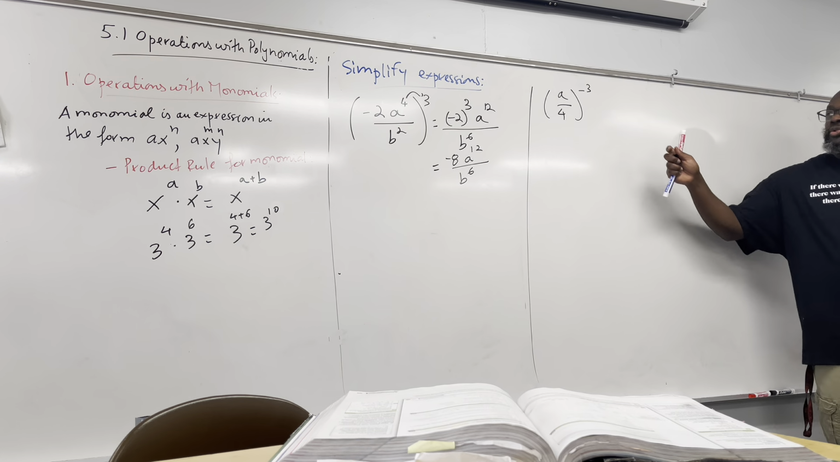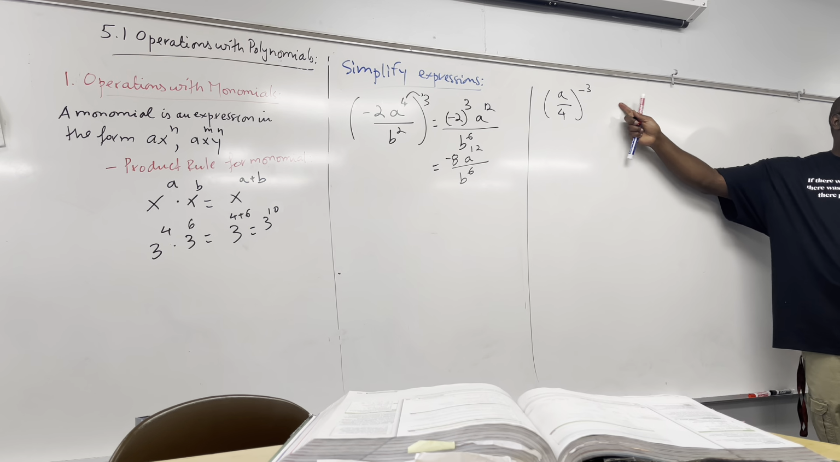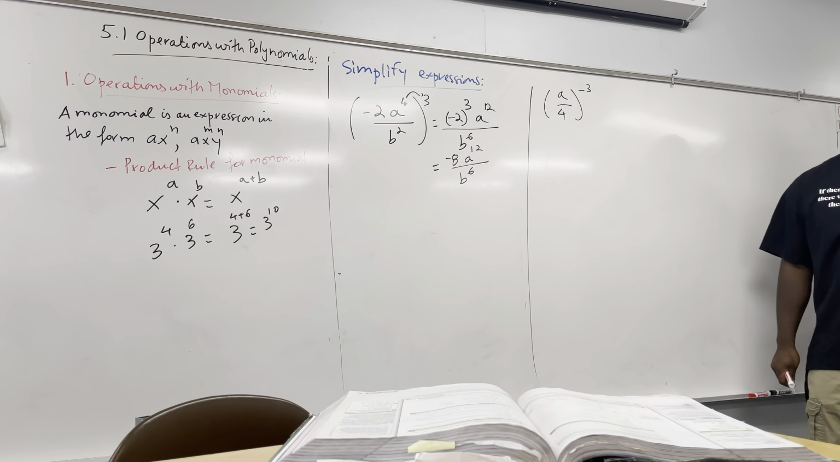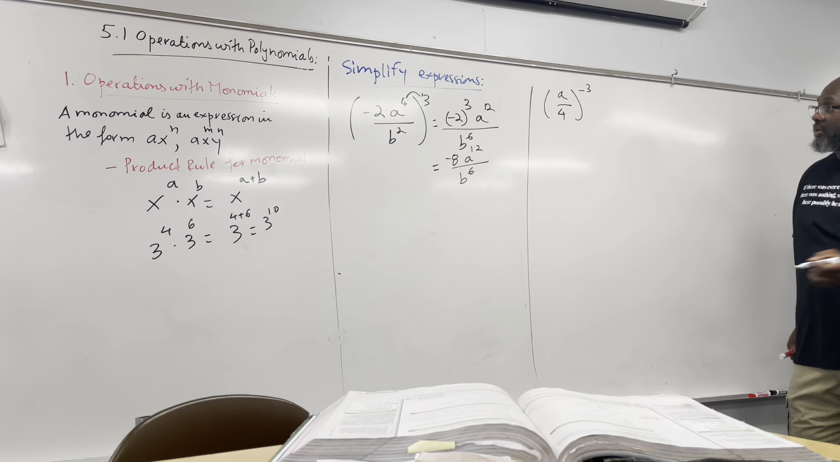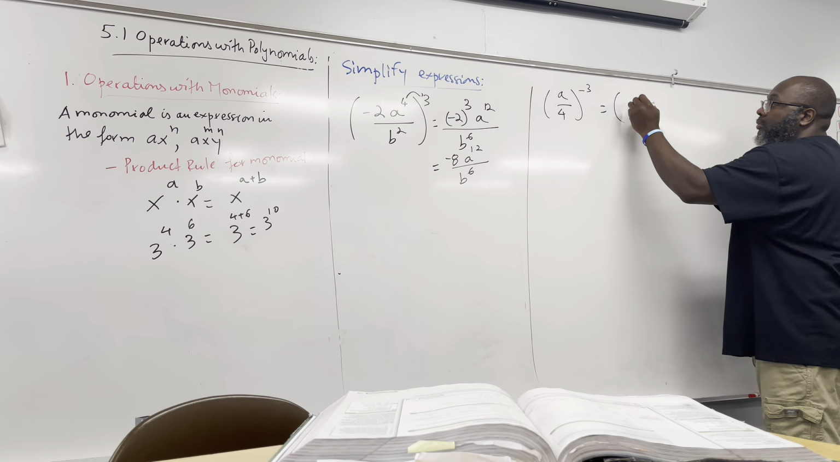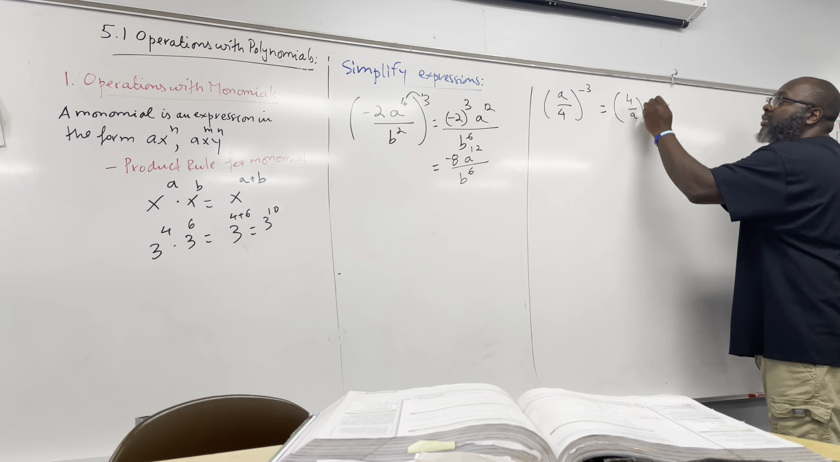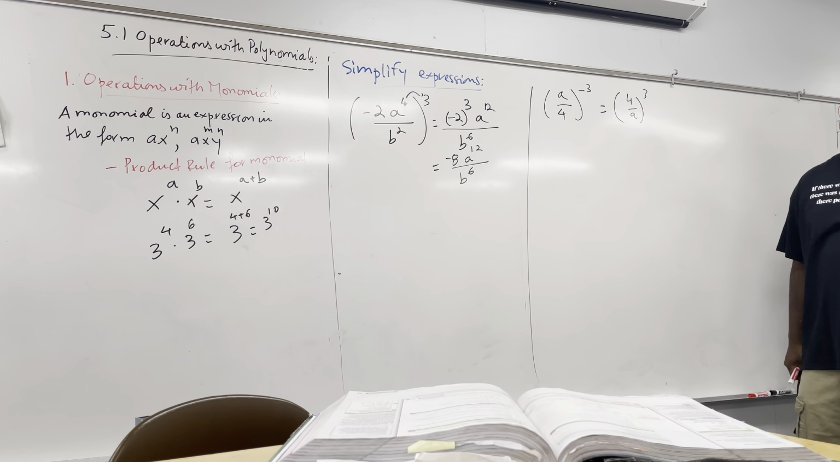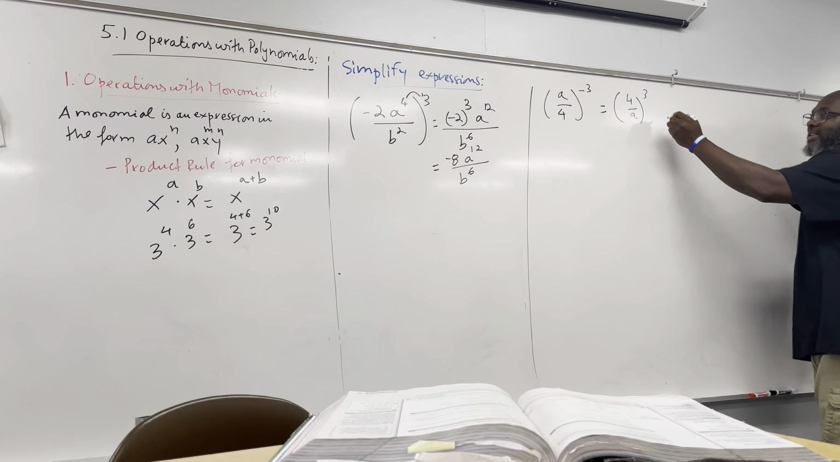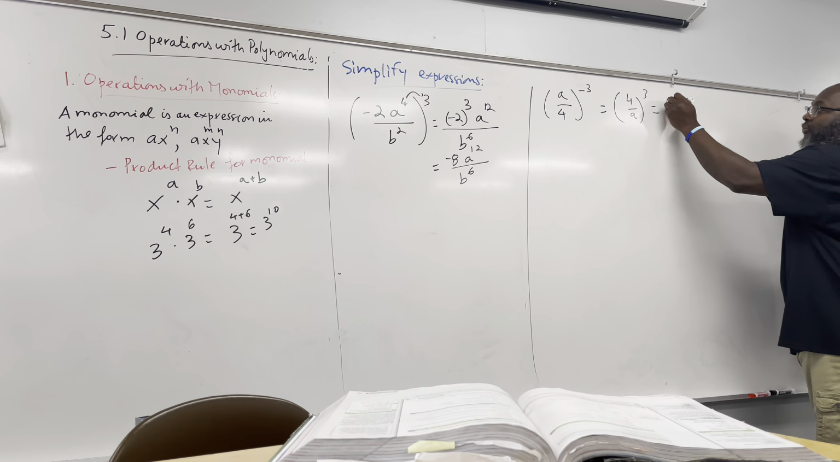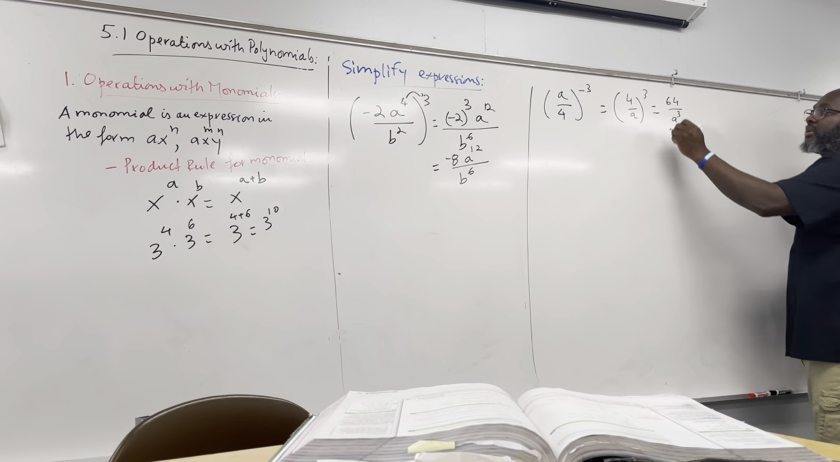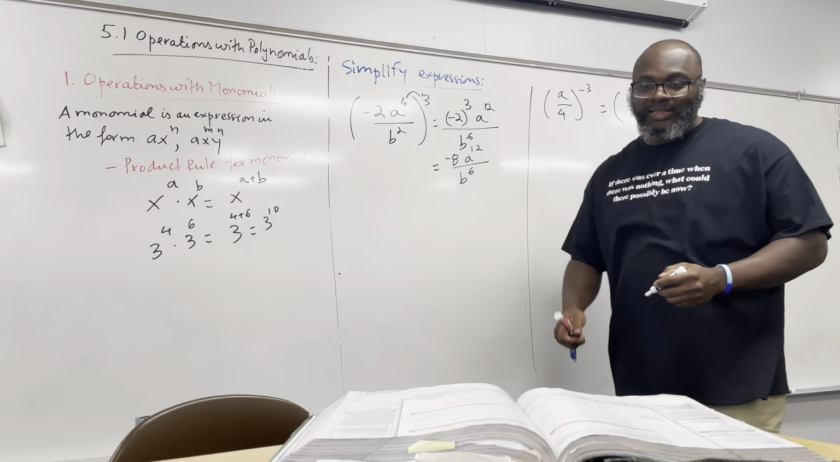So let me ask you a question. How would you solve this here? You have a over 4 to the -3. Flip it, and then what do we get? 4 over a to the cubed, the 3rd. That's it. Very good. We're done. So 4 cubed is what? 64 over a to the 3rd. Thank you very much. So you're getting it.